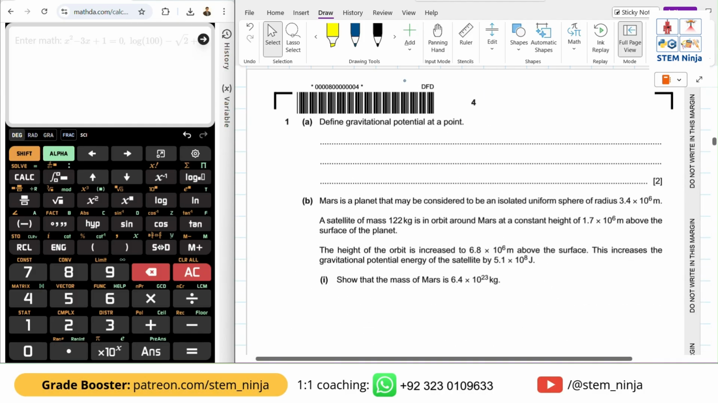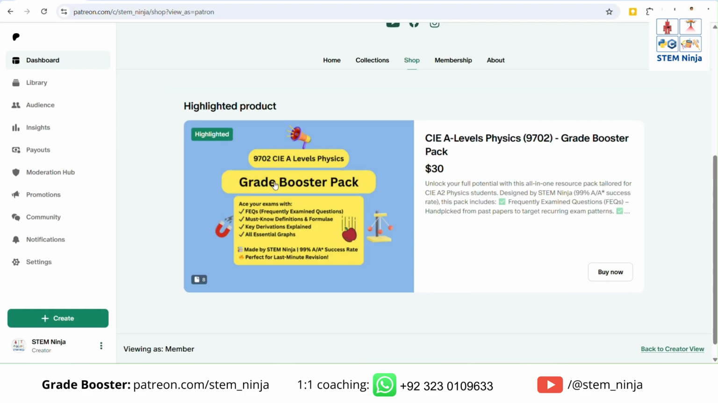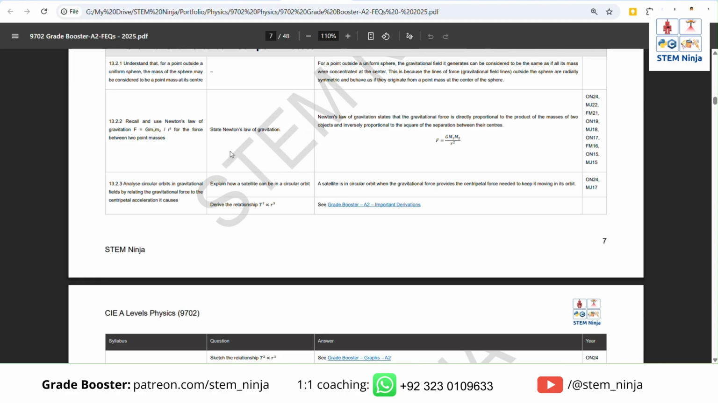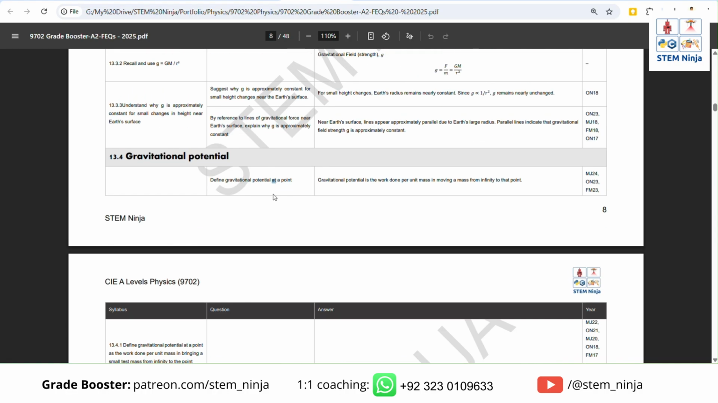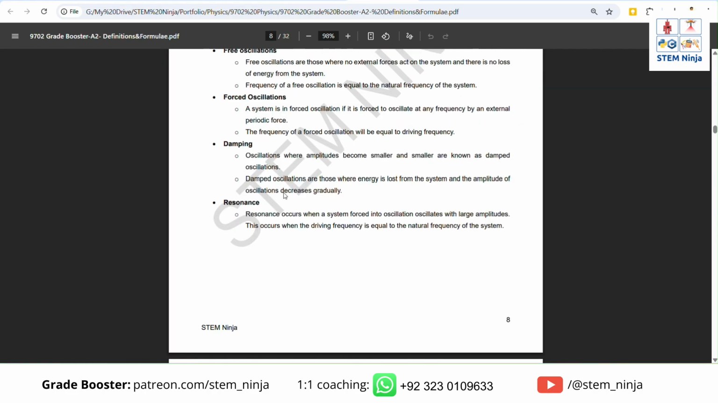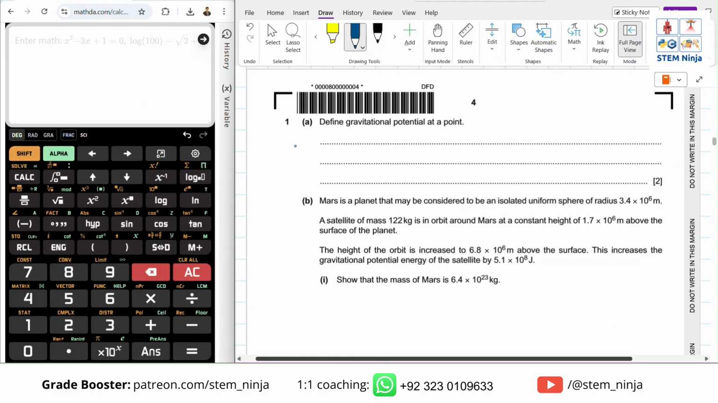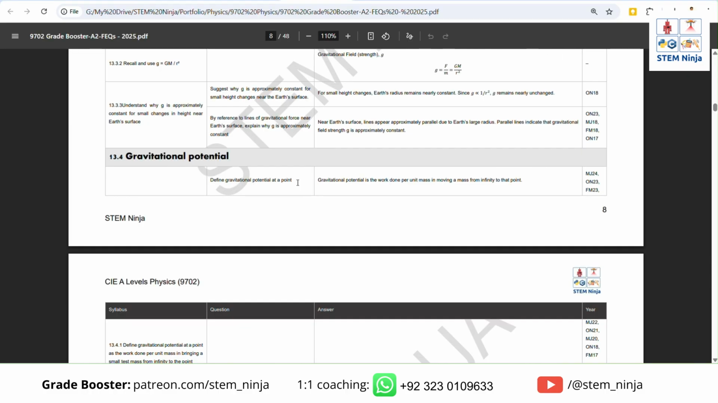Okay. Define gravitational potential at a point. Now, this definition is easy. However, just to show you that we have got you covered. The question that we had was define gravitational potential at a point. Okay. So define gravitational potential at a point.